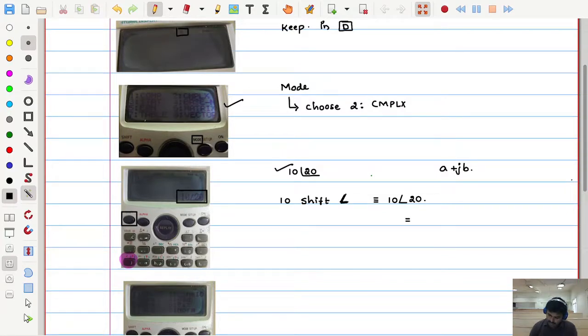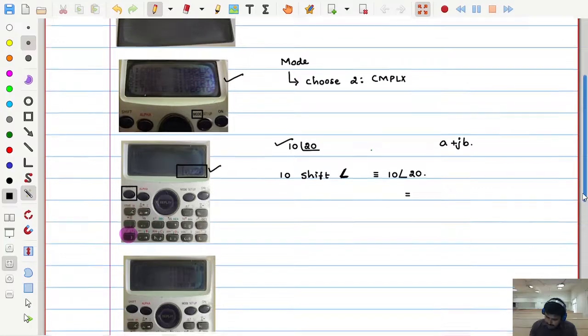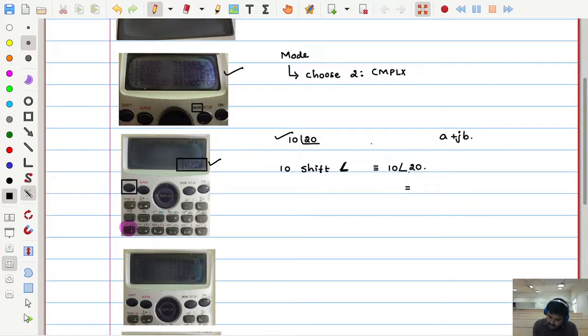I hope some of you got this 10 at an angle of 20 result on the screen as it is. Those who did not get this, no issue. I'll show how to get this value. Even if it is a different value, for the time being assume that you are getting some result. It doesn't matter. Now next, use the shift button and setup.